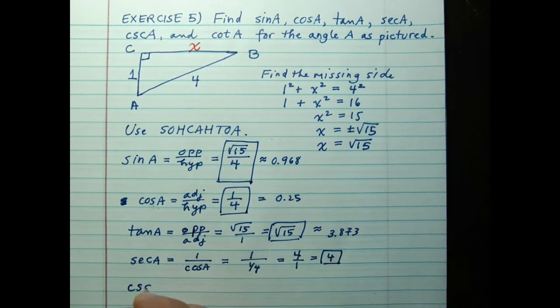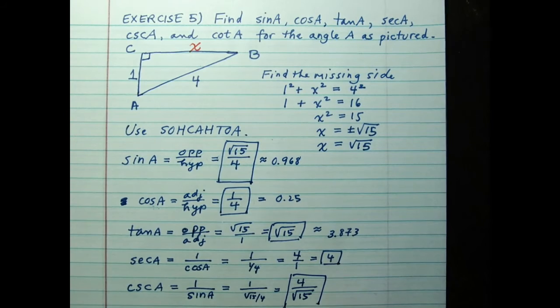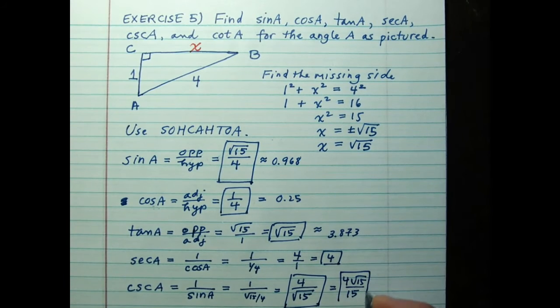The cosecant of A is 1 over sine A. That's 1 over square root of 15 over 4, which is 4 over the square root of 15. Fine if you leave it that way. If you rationalize, you get this big mess, and that's fine too. And the decimal, I had to round off, I got 1.033.